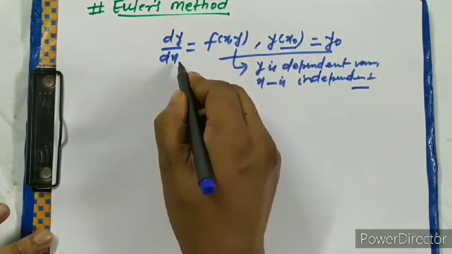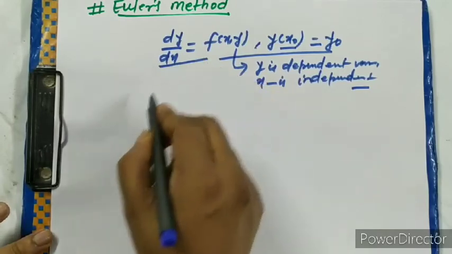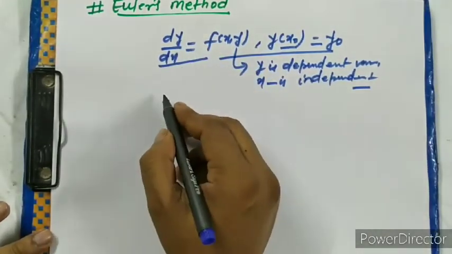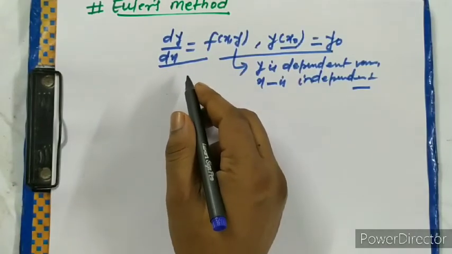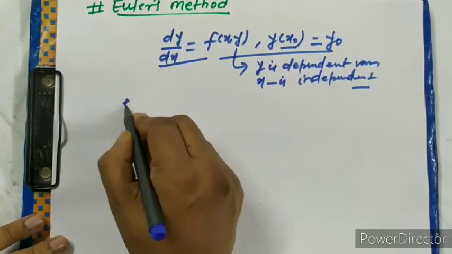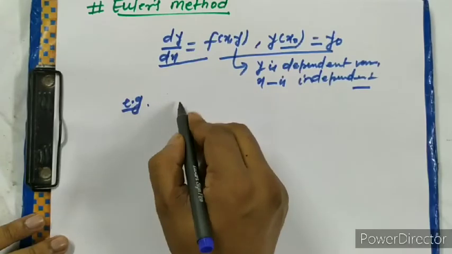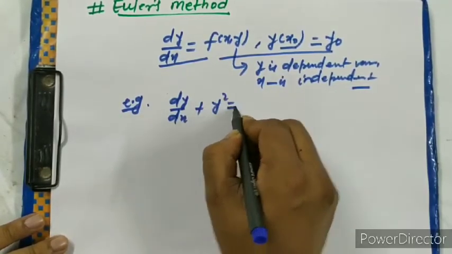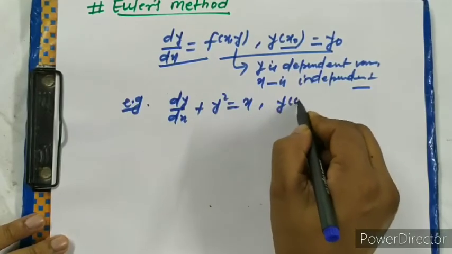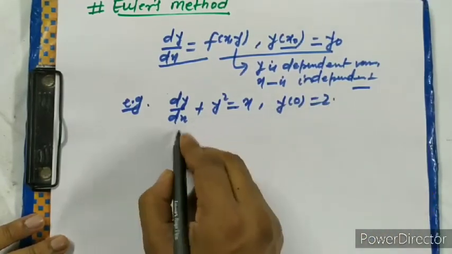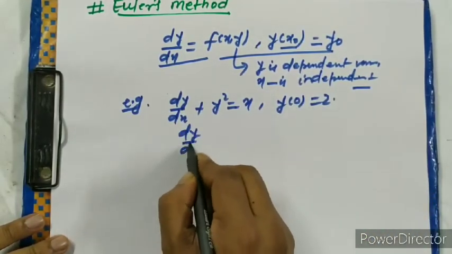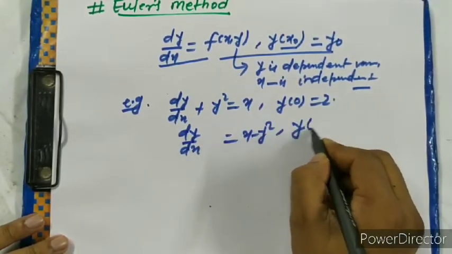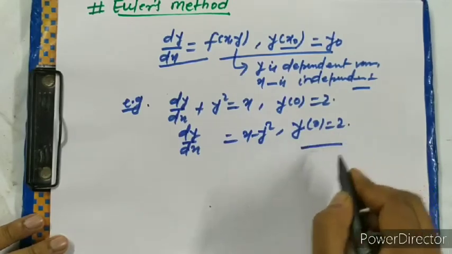अगर डिफरेंशियल इक्वेशन इस फॉर्म में नहीं दी होगी तो क्या करेंगे, हम इसको रीराइट करेंगे और इस फॉर्म में लाएंगे। फॉर एग्जांपल, अगर इस टाइप का डिफरेंशियल इक्वेशन गिवन हो dy/dx + y² = x, y0 = 2, तो हम इसको रीराइट करेंगे dy/dx = x − y², y0 = 2.